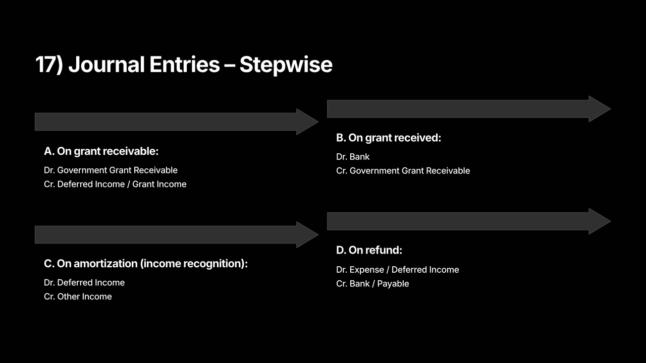C. When you recognize income over time. Debit deferred income. Credit other income. D. If a refund occurs, debit expense or deferred income. Credit bank or payable. Always ensure narration clearly states the purpose. For example, being grant amortized for the year.